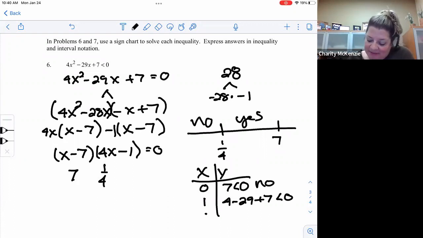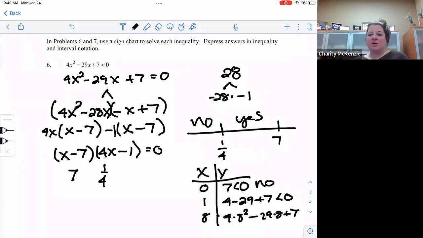Okay, and then something above 7 might be 8. So I'm going to have to use my calculator for this one because it's going to be 4 times 8 squared minus 29 times 8 plus 7. I don't know if that's less than 0 or not. So let me just do 4 times 8 squared minus 29 times 8 plus 7. I got 31, which is no, it's not less than.